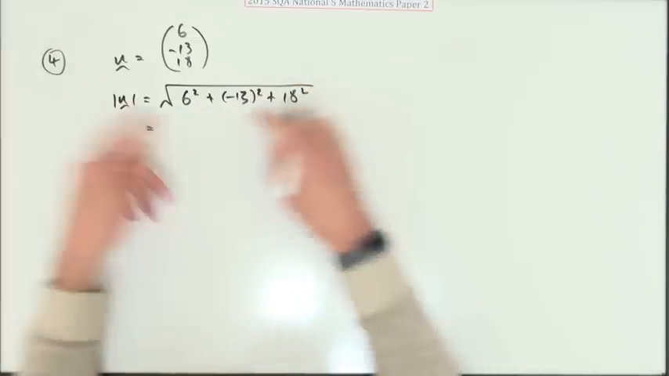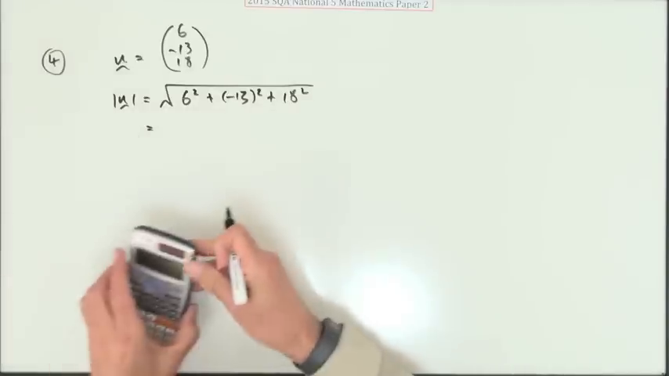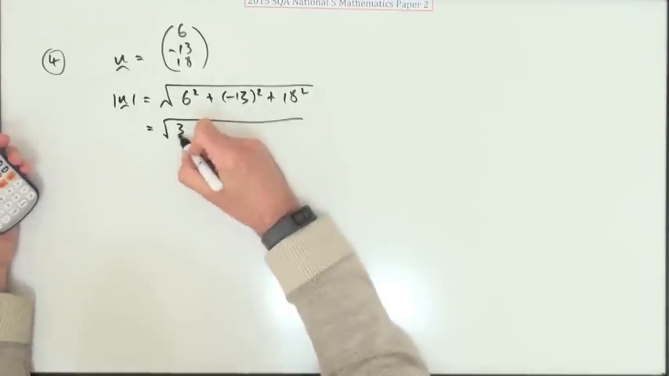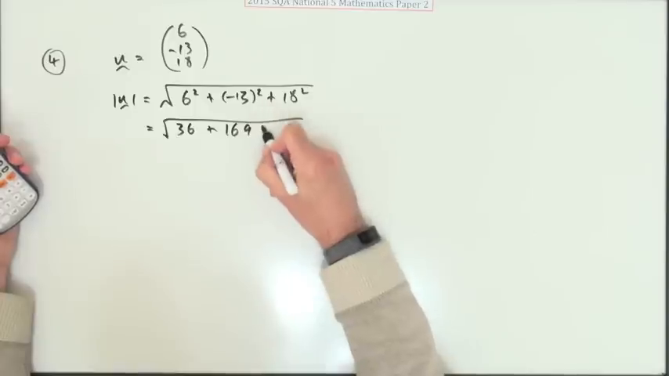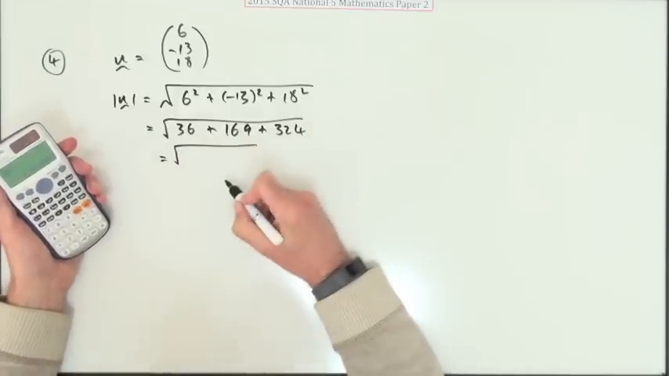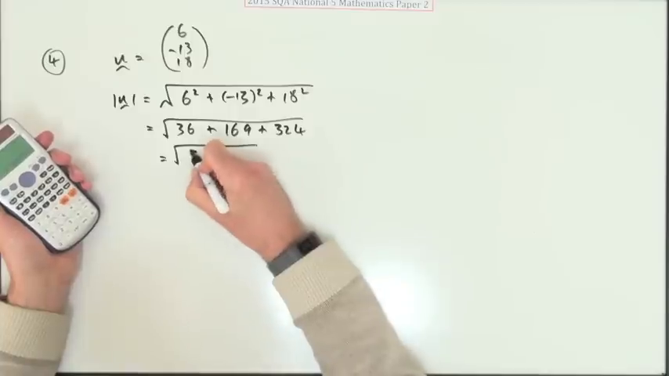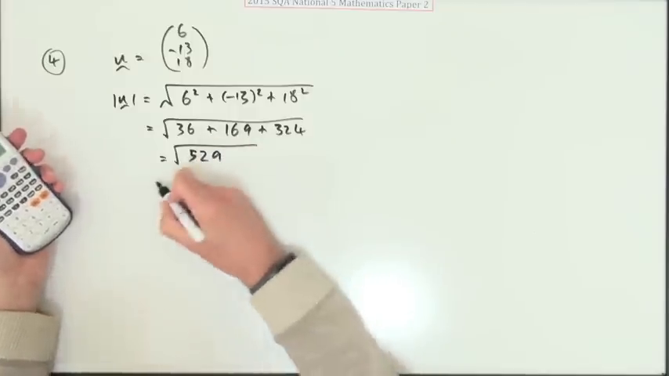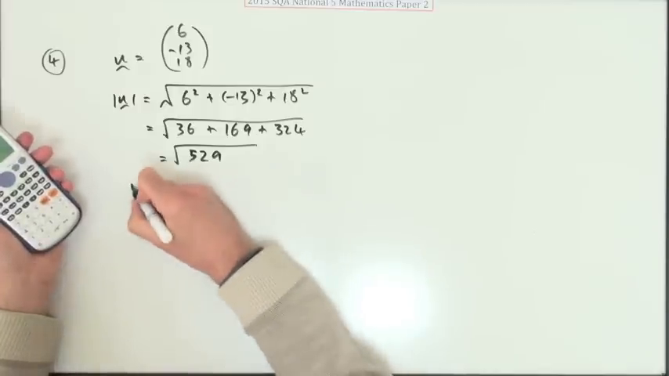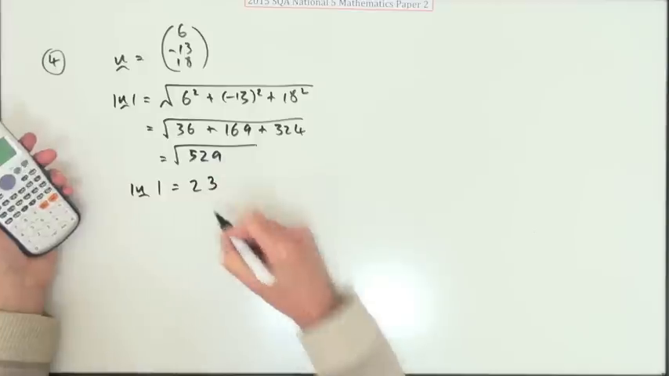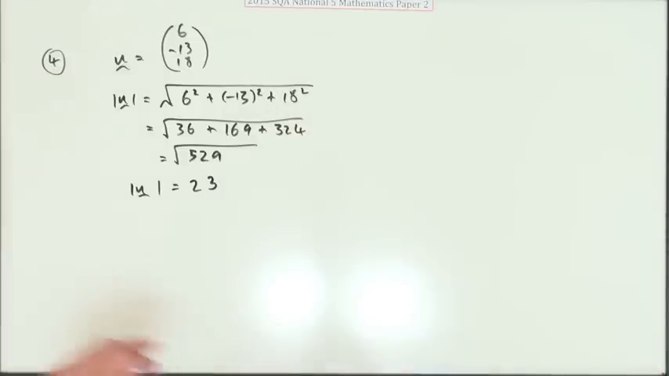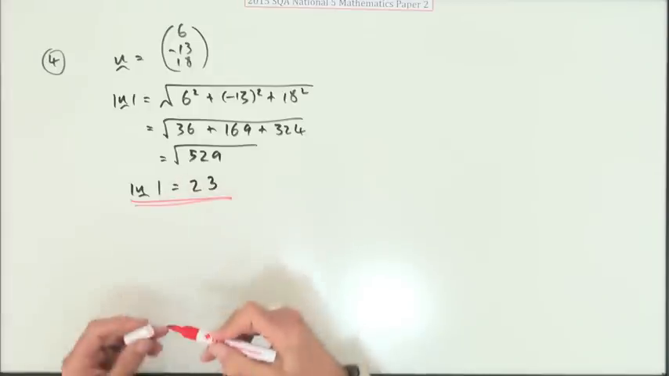Now suppose you could just press the buttons and put that all in, square root of and so on. I'll just put down the different bits because I know some of them. 6 squared is 36 and 13 squared is 169. 18 squared is 324. So that's the square root of 529. I'm not too sure what that is. The square root of 529, that's a very nice 23. I think probably you could just have typed that in at that point and got the answer 23. There we go, for a couple of marks.